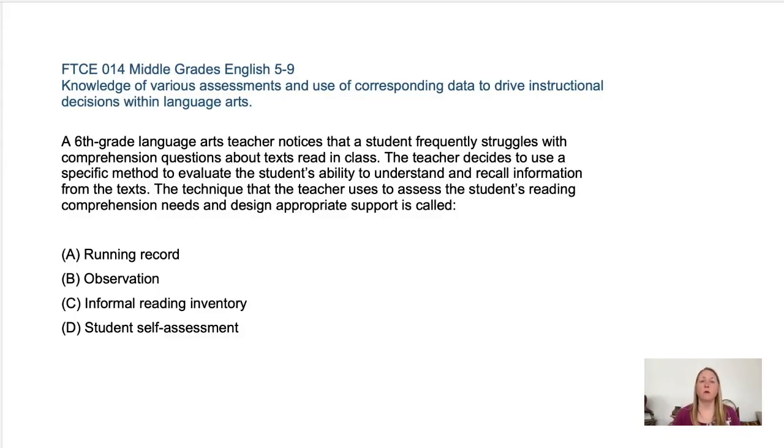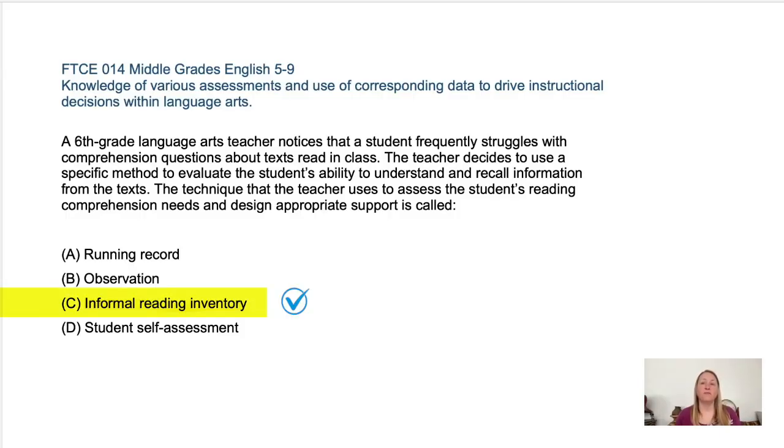A, running record. This is incorrect. It focuses mostly on fluency and accuracy while reading aloud, not full comprehension. B, observation. This is incorrect. These are helpful for noticing general struggles, but it is not a structured way to assess comprehension. D, student self-assessment, is incorrect. This lets students reflect on their learning, but it doesn't give detailed, accurate data on reading comprehension. The correct answer is C.